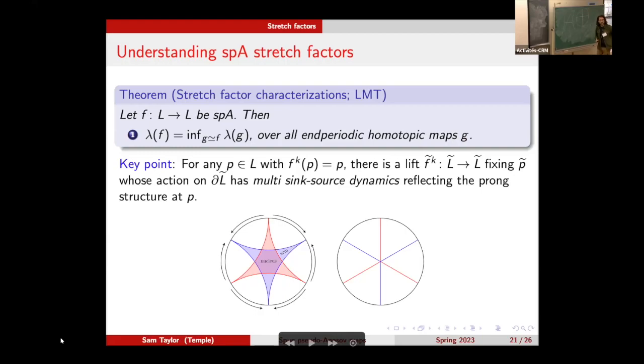So why is that useful? Well, that action at infinity depends only on the homotopy class of the map. Okay, just like in the finite type setting. So what one has is for any homotopic N-periodic map, one sees the same dynamics at infinity, right?